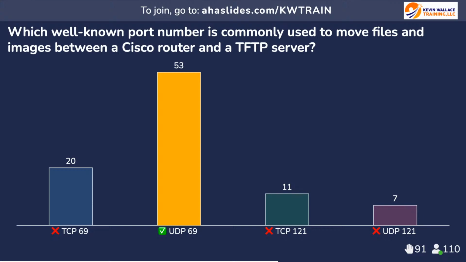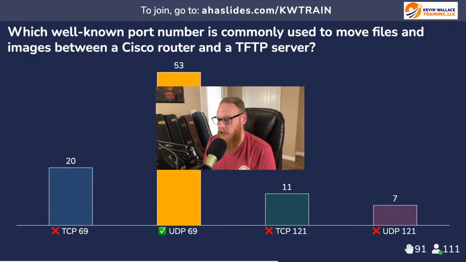And time is up. The answer is, of course, UDP 69. TFTP, which is the Trivial File Transfer Protocol, is a standard that we use for transferring files. And this protocol uses UDP communication over well-known port 69, as opposed to something like FTP, which would use TCP for communication over well-known port 21. So the UDP communication used with TFTP, of course, makes this a faster method, but it also means that it's a less secure method.